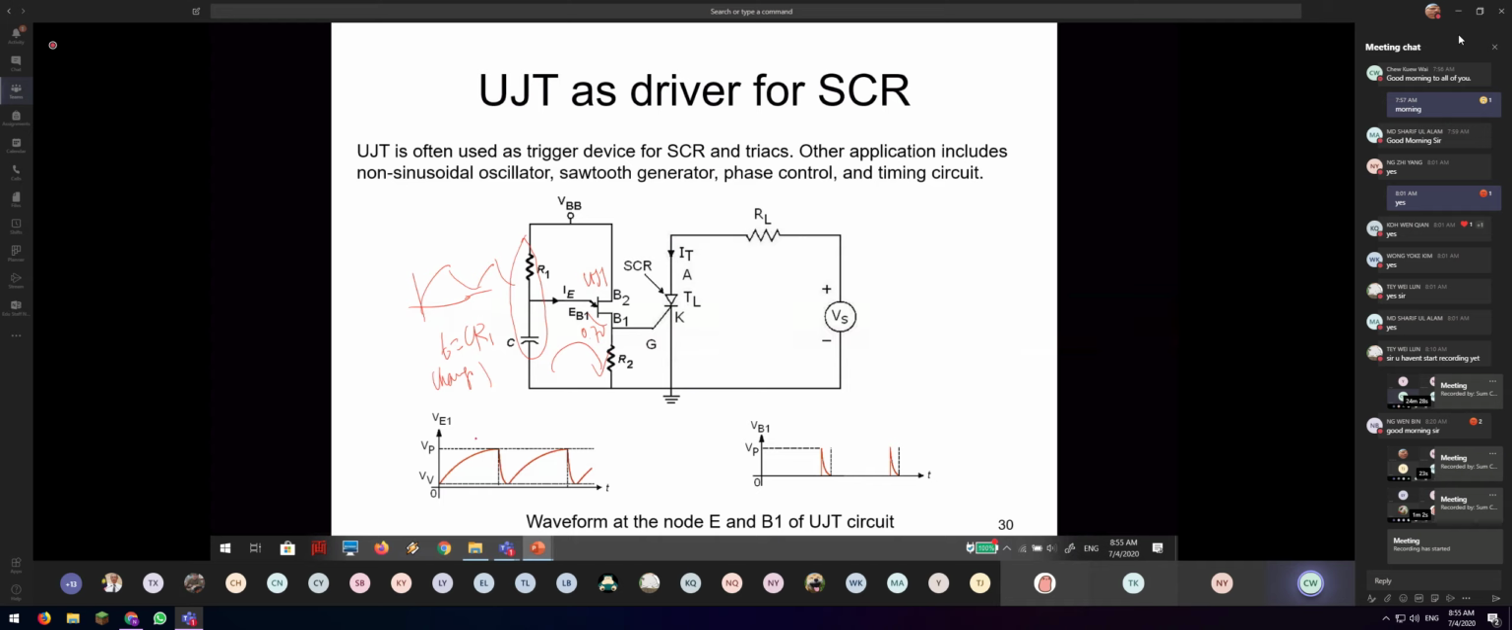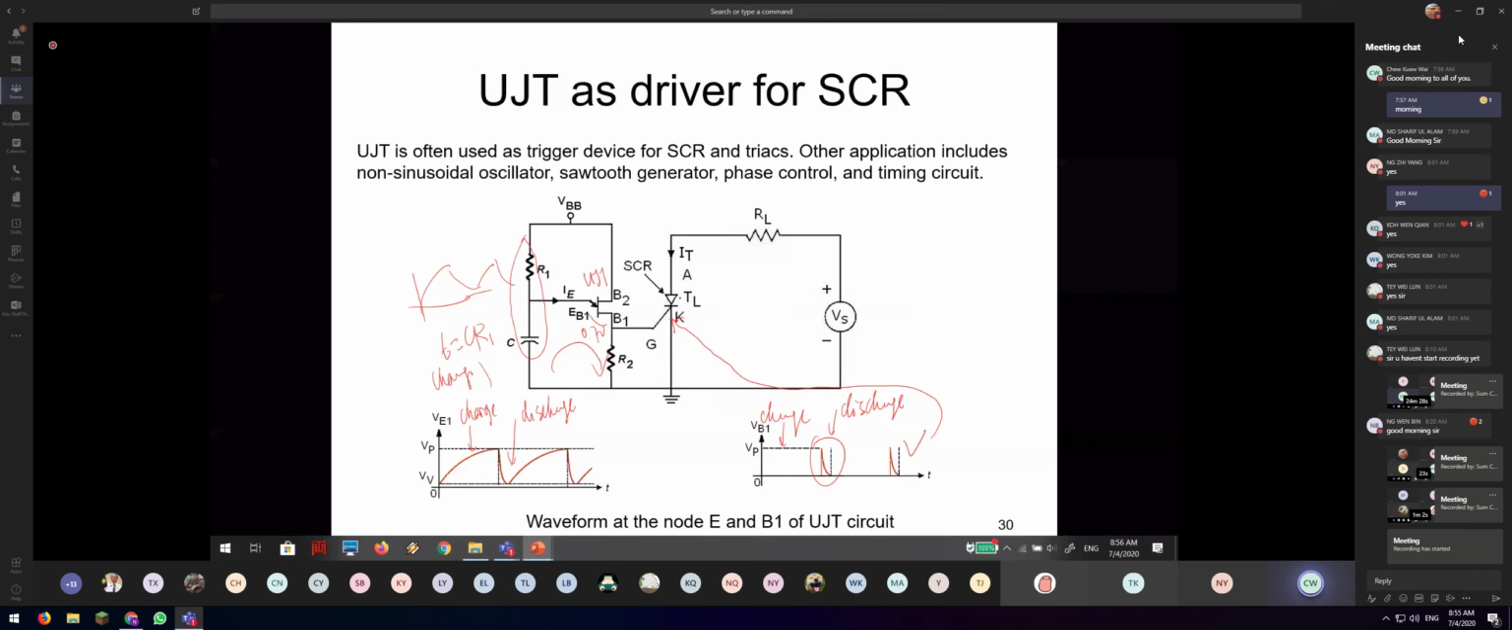So here is a charge, and here is a discharge. It discharges very fast. So it will be able to generate one pulse here. At the output side, this is the discharge part, and this is the charge. So when it discharges, it generates the pulse. This pulse will be able to drive the gate of the SCR to turn on.